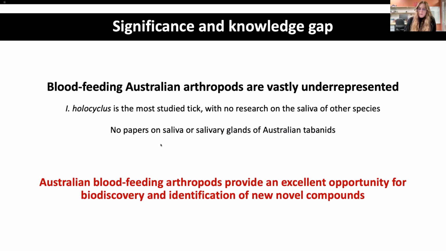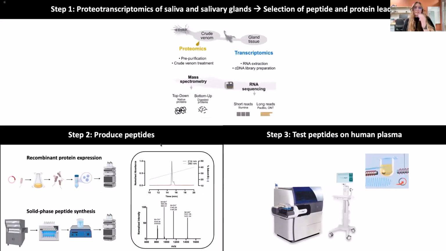So Australian blood-feeding arthropods are a really good opportunity to try and identify new things that might not be found in other species. So this is basically just a summary of the workflow that I do for the data I'm going to be presenting.